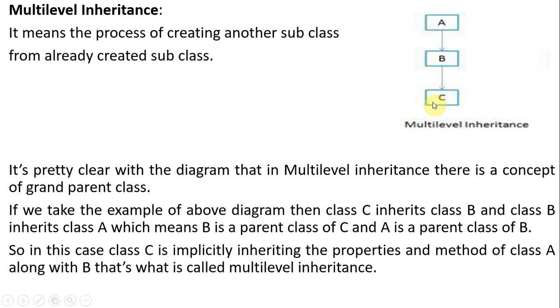In general life, how does multi-level inheritance exist? A is just like a grandfather, B is like a father, and C is just like you, the granddaughter or grandson. So there is a real-time environment that exists for multi-level inheritance.